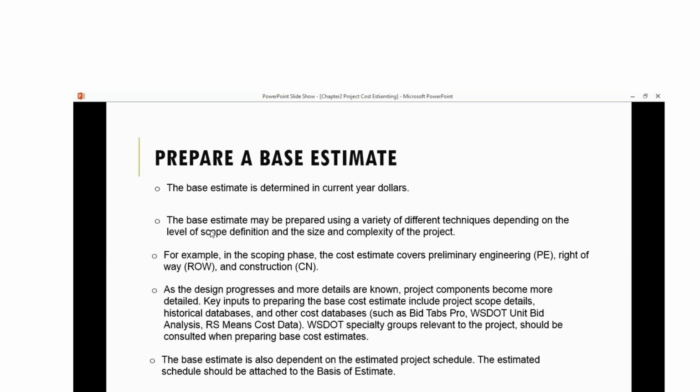Base estimates must be prepared in a variety of techniques. Okay. So based on the scope and the size. So we have the scope that's going to be defined, the size and the complexity of the project. So for example, if I have a scope phase, right, cost estimating, every cost estimate will rely on certain variables. We have what we call the preliminary engineering, right of way, and the construction. Now, the preliminary engineering is basically the scope definition of what's going to be done.